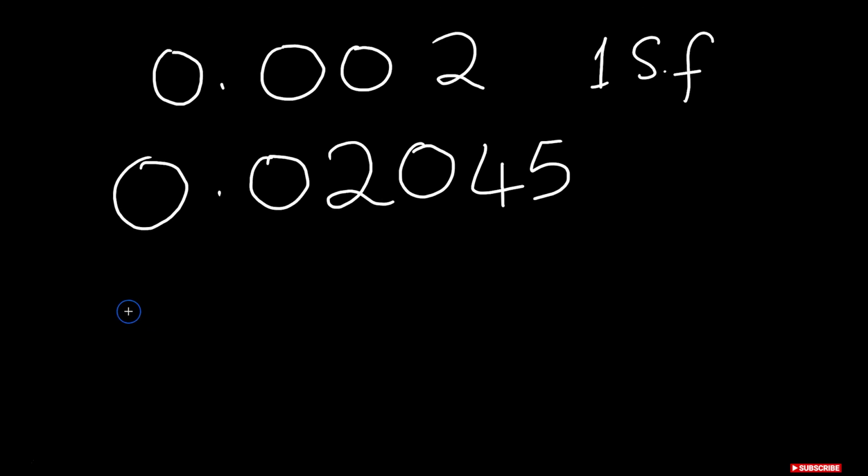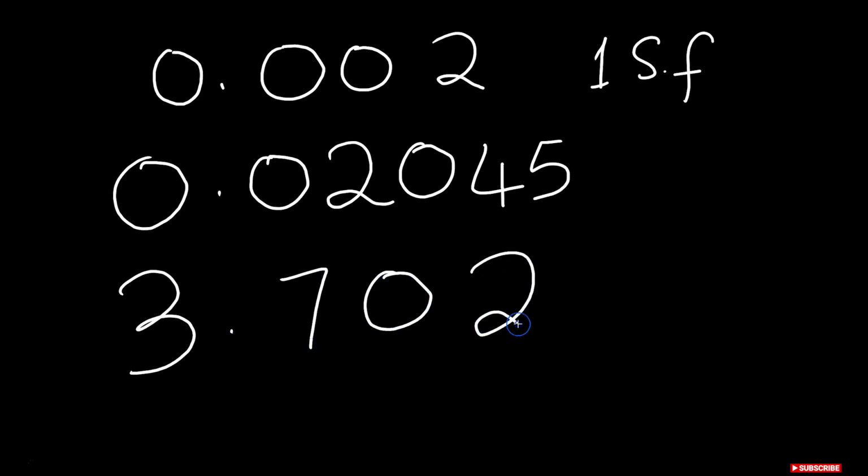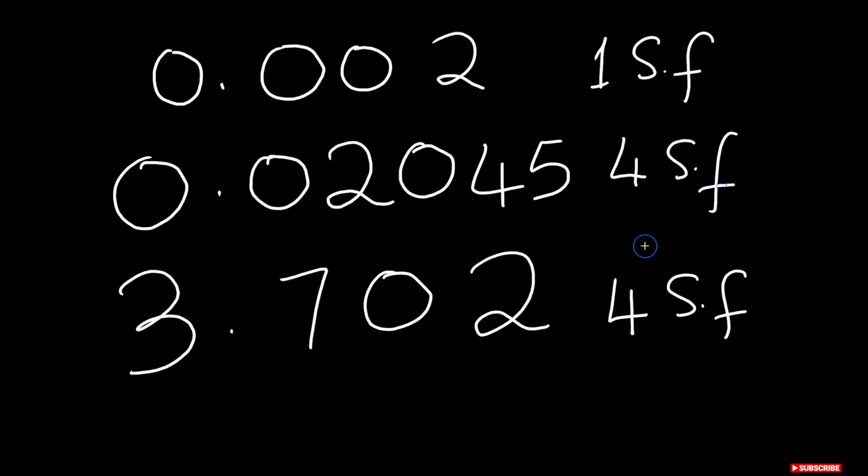Let's try another number. So let's say we have 3.702. How many significant figures has this number got? Well, this number is not zero, so I'm going to count it straight away. So that's my first, second, third, fourth significant figure. So this number has 4 significant figures.